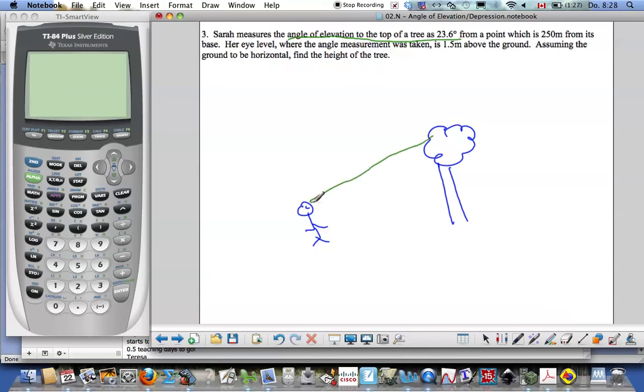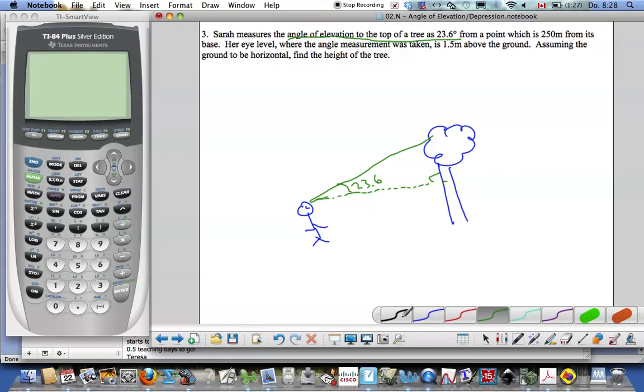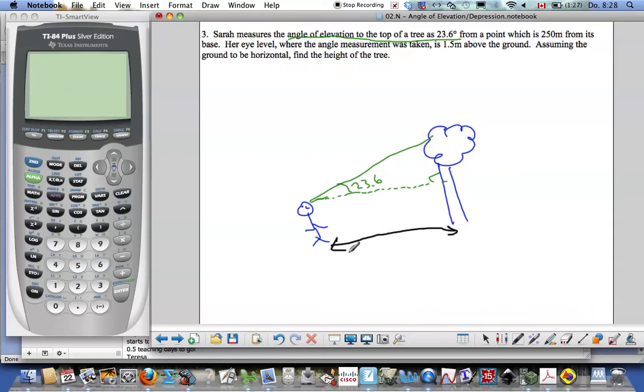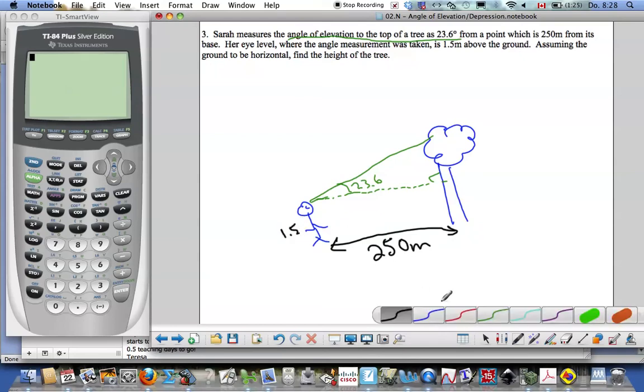Since we hear angle of elevation, we're just going to draw a horizontal line. That's kind of horizontal, not beautifully horizontal. Okay, 23.6. There's our right angle. And we also know that her eye level is 250 meters from the tree, and her eye level is 1.5 meters above the ground. You want to make sure always that you have the same units. We have meters.